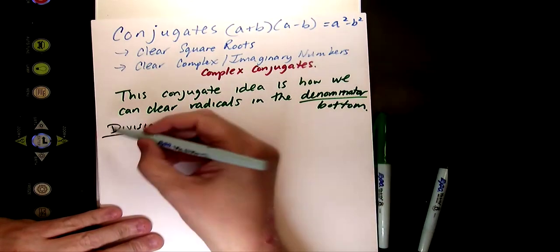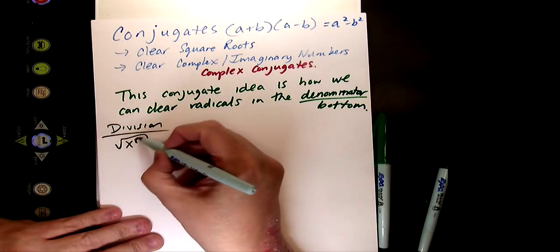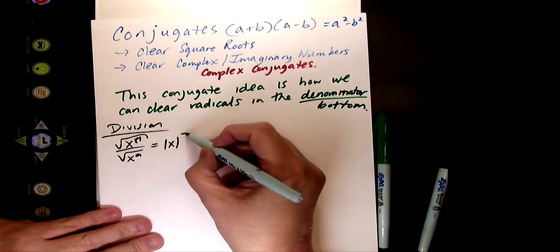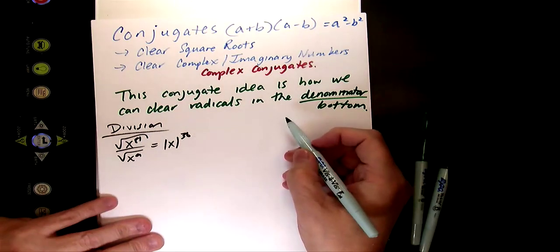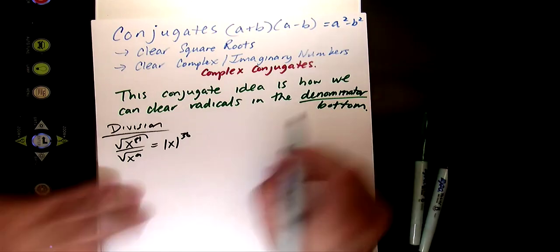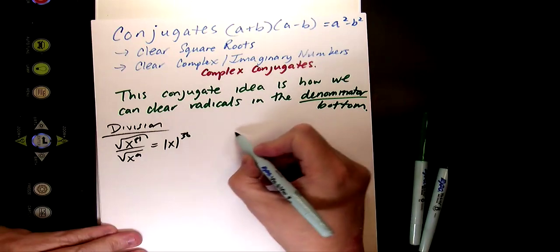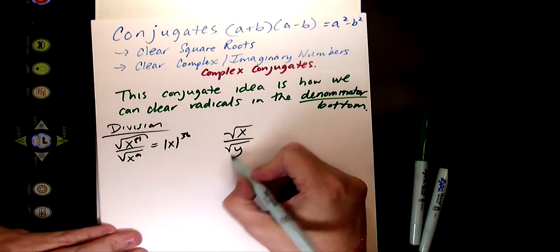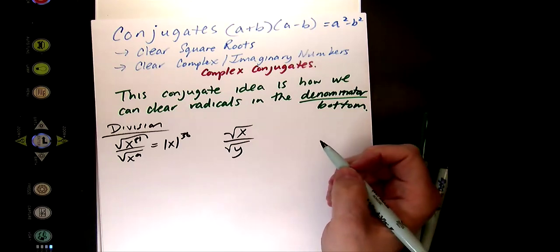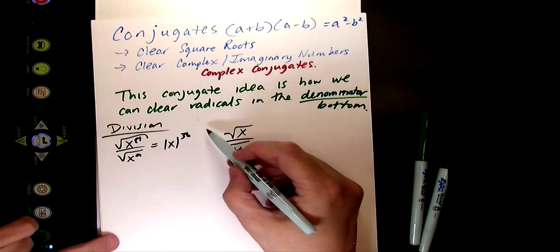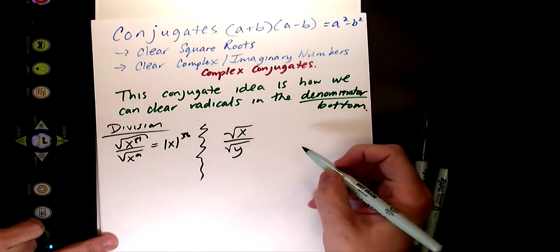We saw that, we did the x to the 81 over x to the 9th. We did this earlier and we got absolute value of x to the 36. That's because they were both x's. What happens when we have square root of x over square root of y? When we simplify, we can't have radicals in the denominator.